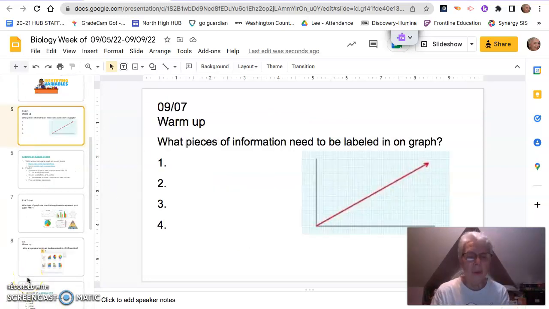We are going to look at day 2, which is 9-7. And the first thing you need to do is tell me what pieces of information are needed to label this graph. So please make sure that you can tell me what pieces of information I need to label this graph.